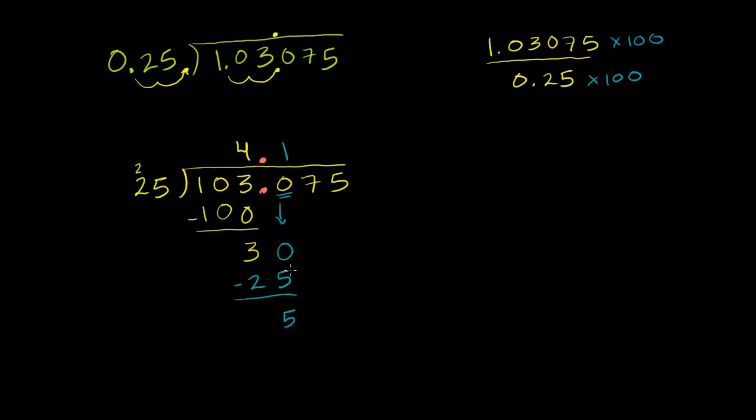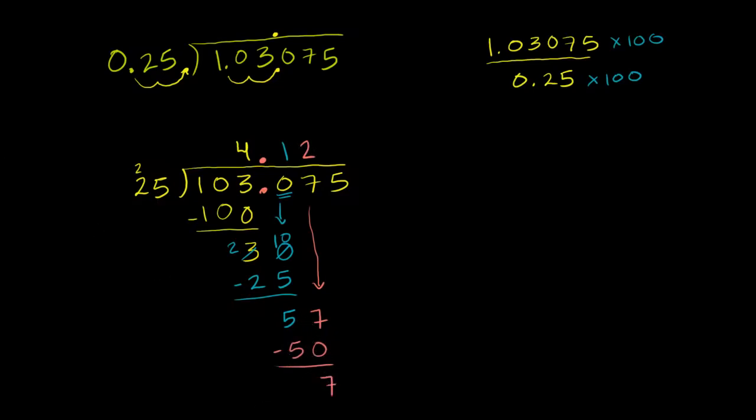I mean, we could do all of this borrowing business or regrouping. This can become a 10. This becomes a 2. 10 minus 5 is 5. 2 minus 2 is nothing. But anyway, 30 minus 25 is 5. Now we can bring down this 7. 25 goes into 57 two times, right? 25 times 2 is 50. And now we subtract again. 57 minus 50 is 7.